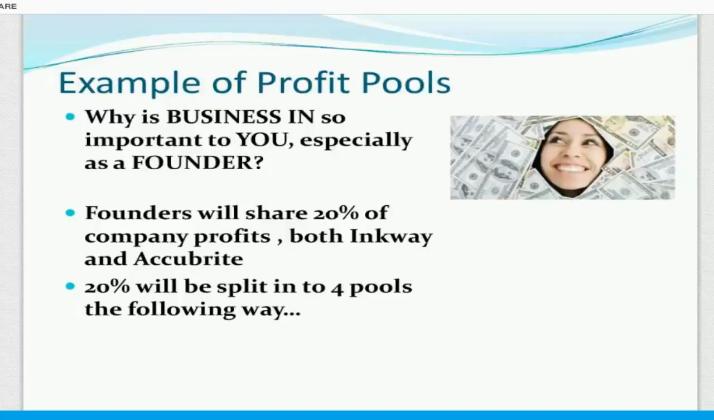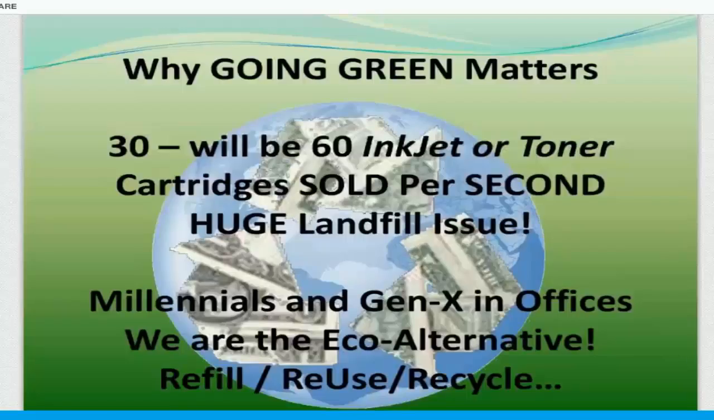Why is it important to bring in business, especially if you're a founder? Well, that's the way those pools get filled if you bring in business. The way the elite bonus pool gets filled is by selling these inkjet refill stations. If you're not selling those, and all you're doing is selling things off your store, that elite bonus pool is not nearly as high because it's based on 3150 out of the 300 going in there. About 10% of it, a little bit more, goes into the elite bonus pool. The profit pools here, again, are 20% of overall company profits in both Inkway and AccuBrite divisions.